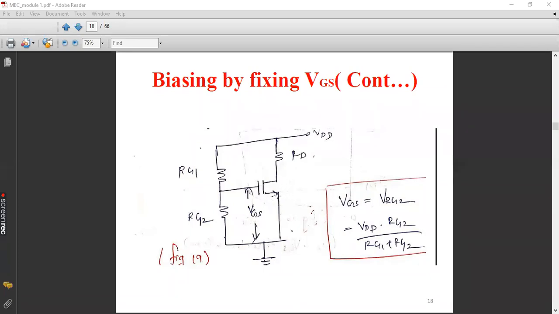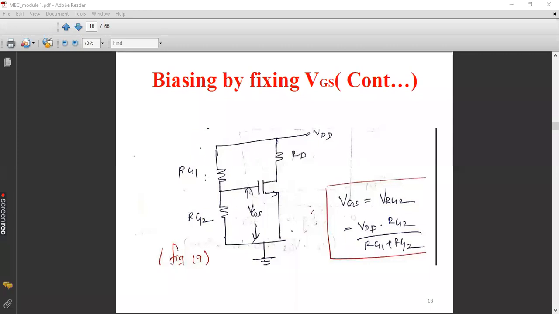Please note that the source terminal is directly connected to ground here. We don't use any kind of resistance in the source terminal. It is directly shorted to the ground. As a result, the voltage at the source terminal will be zero, because the source is directly grounded.